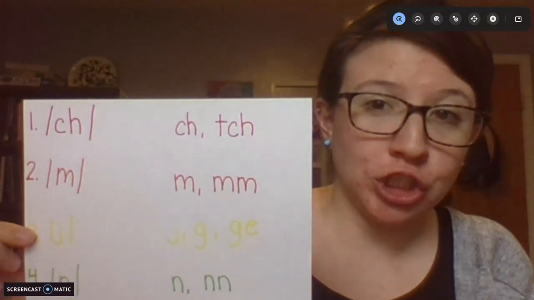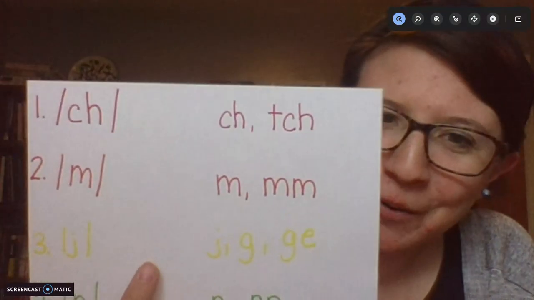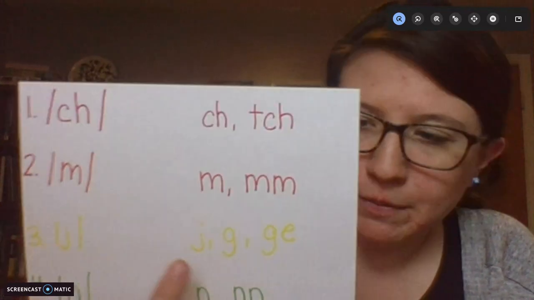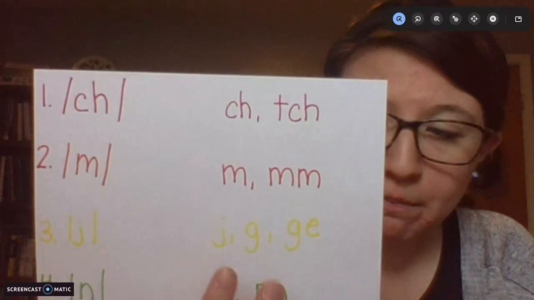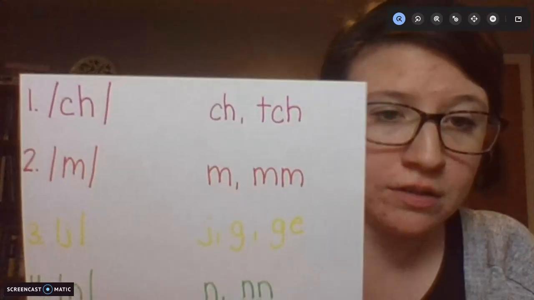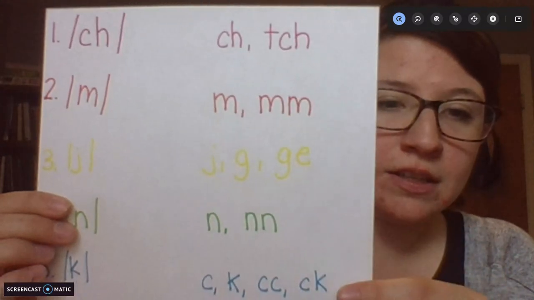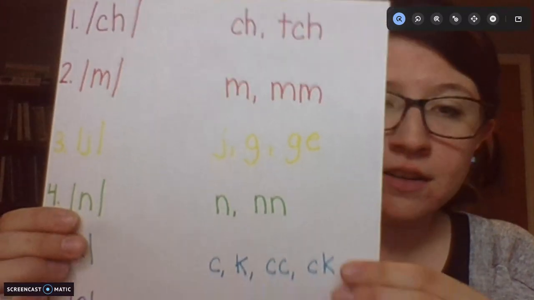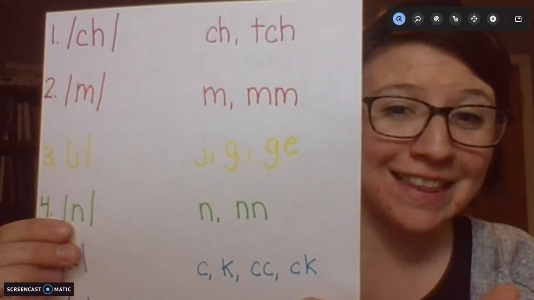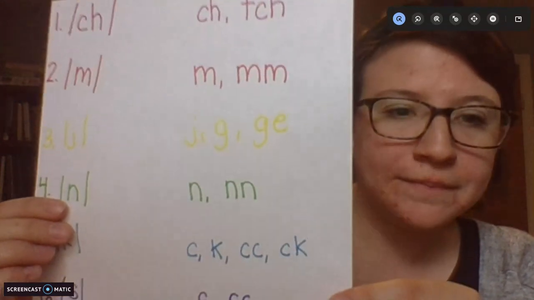3, we have j. You should have, you can't really see it, sorry. I wanted to make a rainbow. J, G, and GE. 3 ways. Be careful because this is how you normally see it, or how you think you'd see it, but the G and the GE also make the j sound. 2 ways for n is N and 2 N's. 4 ways for k is just 1 C, 1 K, 2 C's, and then a C and a K. This one's most common at the end of a word, okay?